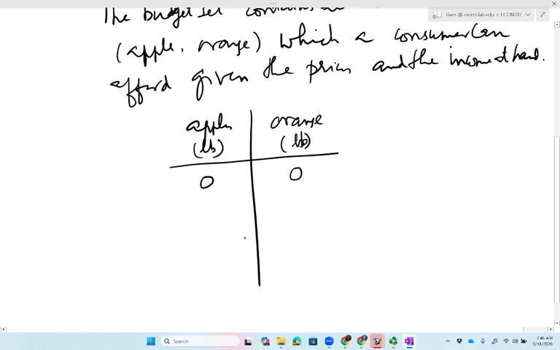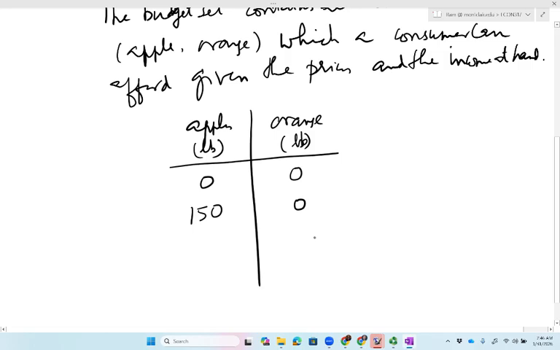Now I want to ask the question about what is the maximum amount of apples this consumer can afford given the prices and the income. Obviously, when I'm looking at the maximum quantity of apples, orange must be 0. The consumer has $300 at hand. Price of apple is $2 per pound, which gives me 150 pounds of apples which the consumer can afford. So this is a feasible combination.